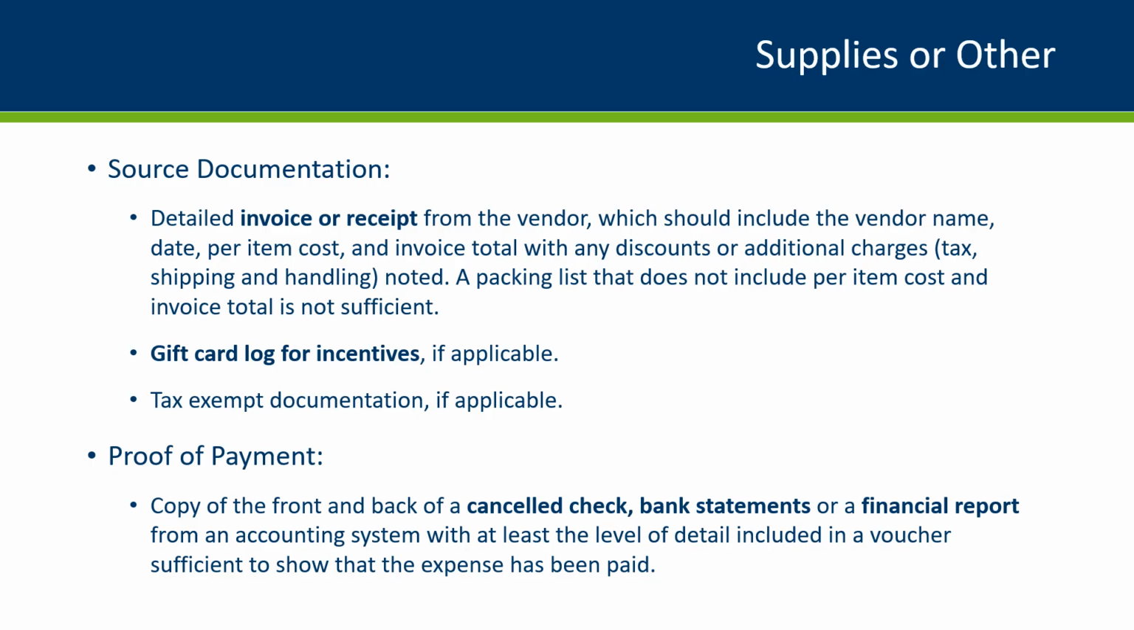Tax-exempt documentation, if applicable. Proof of payment for supplies or other would be a copy of the front and back of a canceled check, bank statements with a logo, or a financial report from an accounting system with at least the level of detail included in a voucher sufficient to show that the expense has been paid. Considerations for supplies or other category are: is the expense billed correctly on the MDH invoice with no math errors?